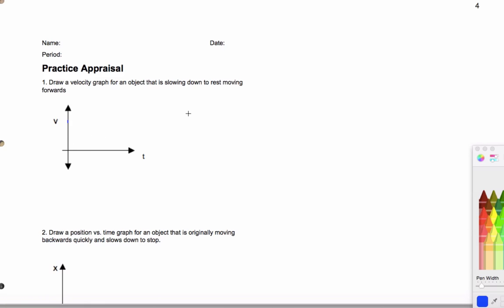So we are drawing the velocity graph for an object that is slowing down to rest and moving forwards. Please remember this is a graph of how fast I'm going. So what that means is I need to start off fast and I need to start off going forward. So on a velocity graph, this is the speed. So maybe I'm going, say, 100 miles an hour. And then I'm going to slow down to stopped right here later on in time. So I just connect these with a straight line, and that's pretty much the graph.